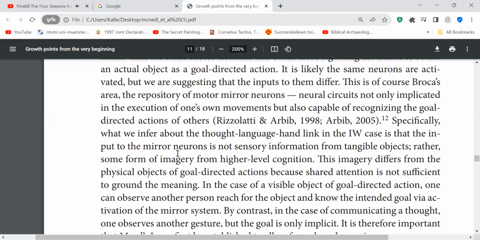It is likely that the same neurons are activated, but we are suggesting that the inputs to them differ. This is, of course, Broca's area, the repository of motor mirror neurons, neural circuits not only implicated in the execution of one's own movements, but also capable of recognizing the goal-directed actions of others.